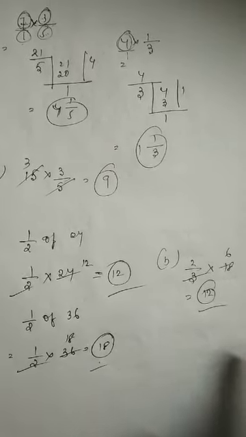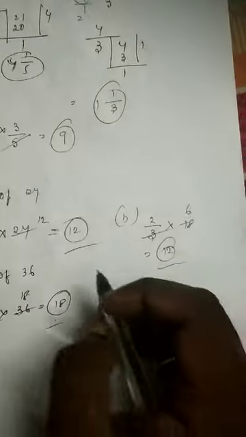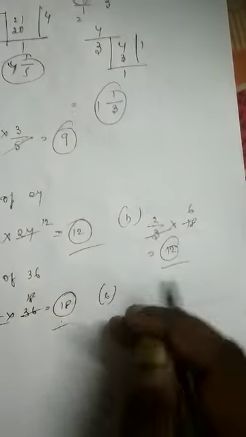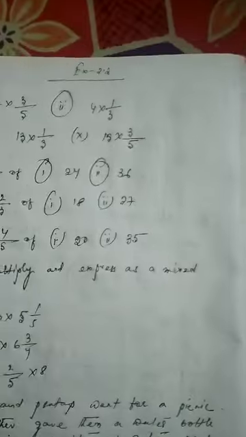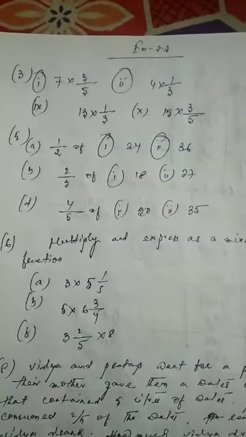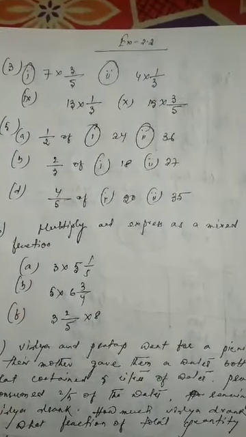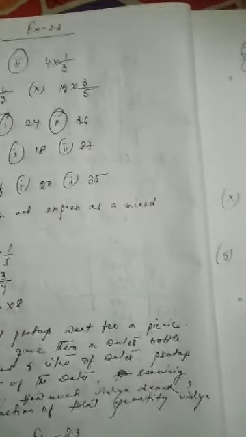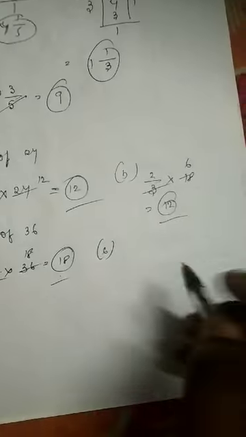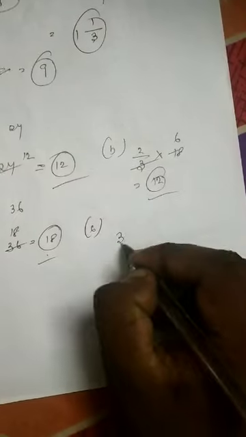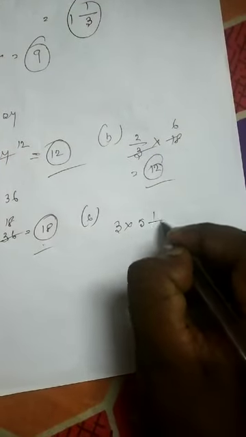Children, again some questions are given. In question number 6, multiply and express as a mixed fraction. First question is 3 into 5 whole 1 by 5.